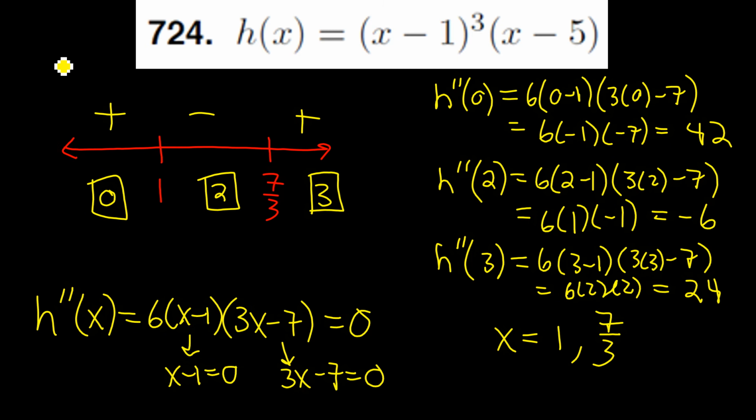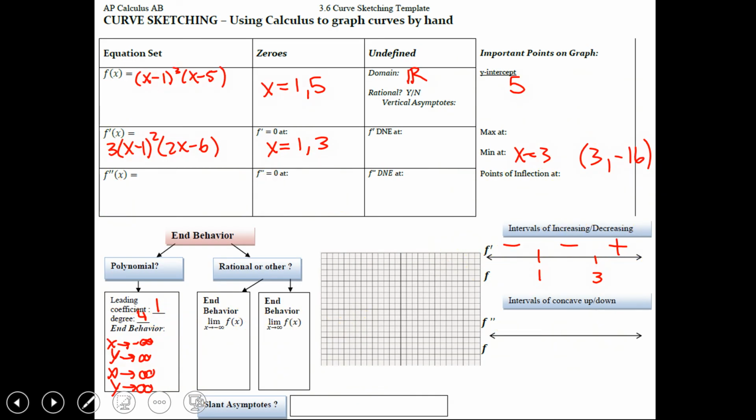And so we're going to go back. Okay. So we've got, switch colors again. We've got 1. We've got 7/3. And we know it was positive, negative, positive. So the points of inflection are when x equals 1. So again, we can plug that into our original function. If we plug 1 in, it's going to zero out that x minus 1 cubed, so it's going to give us a 0. And then, again, it's when x equals 7/3.